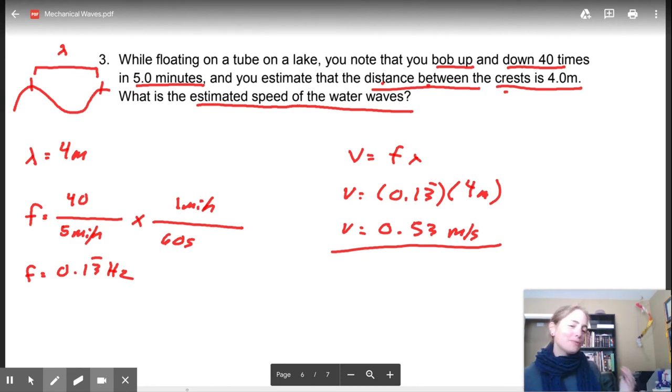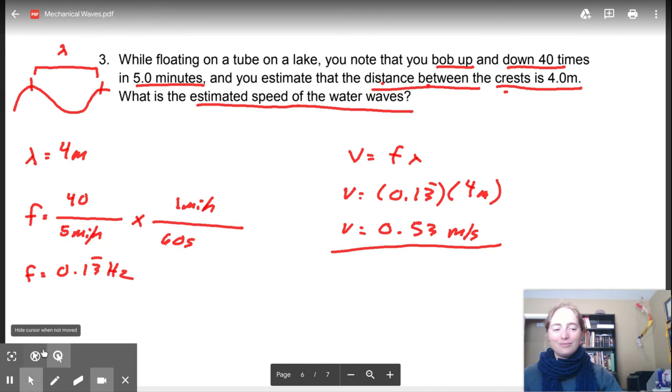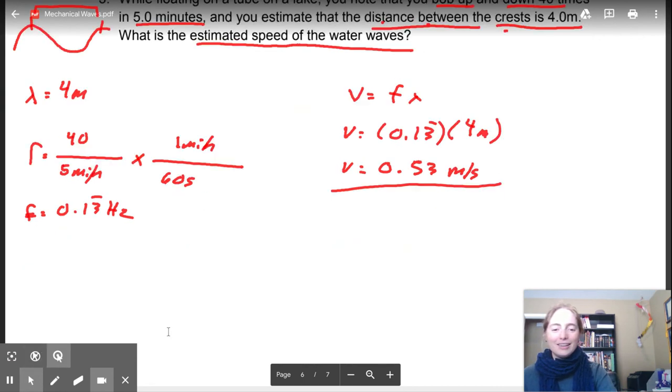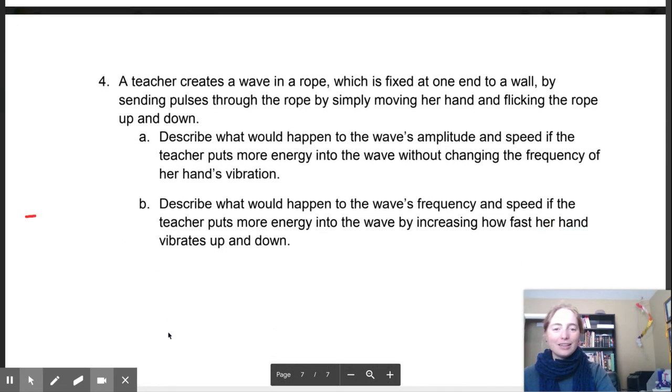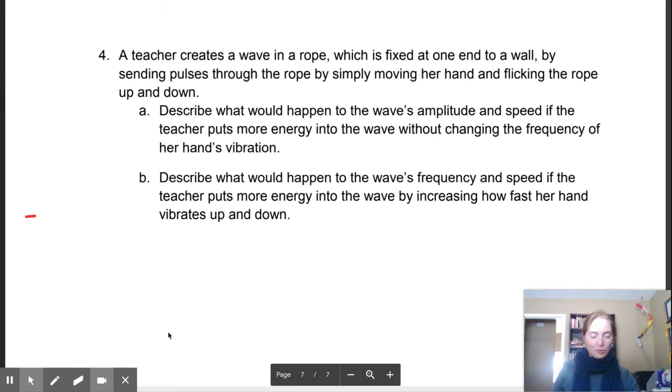So once again, the most difficult part about these questions is not the math. It is figuring out, well, what do I have? How can I use it? What is it actually giving me? So that's the tricky part. All right.